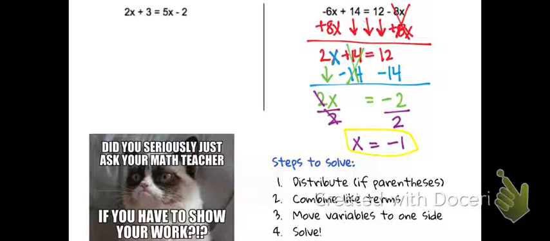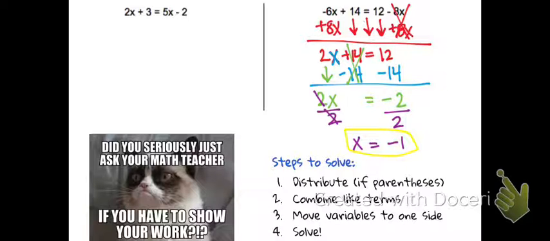Again, there's no parentheses. Is there any like terms I can combine? No. So our first step is to just move all my variables to one side. I can move this one over here, or I can move this one over here. I'm going to move the 5x. Now for this one, it's a little bit more confusing because there's no plus or minus in front of it. I don't know what the opposite operation is, the inverse operation.